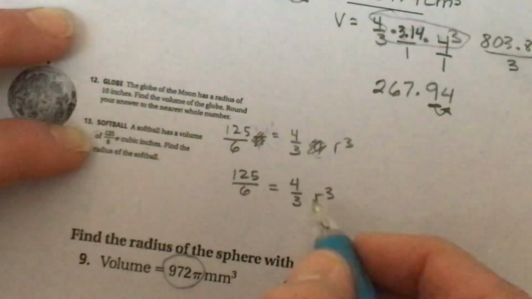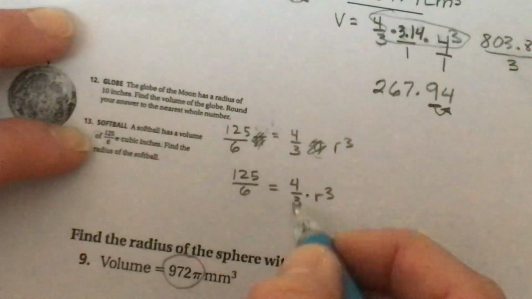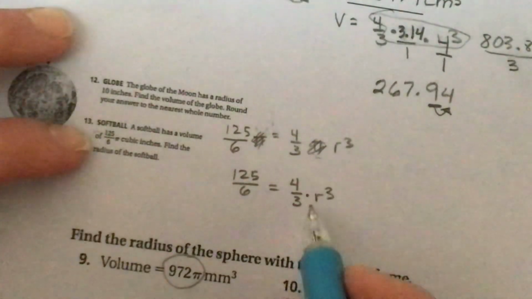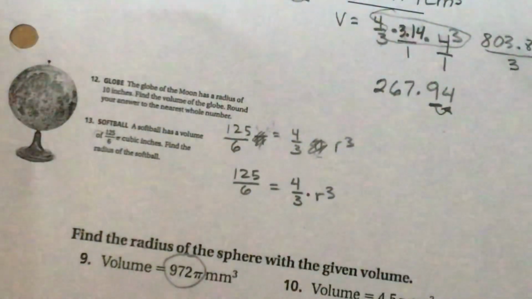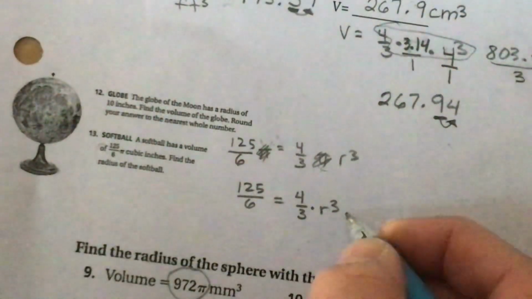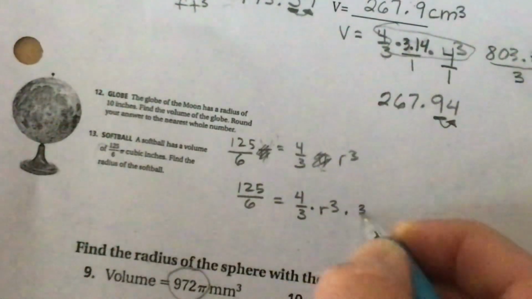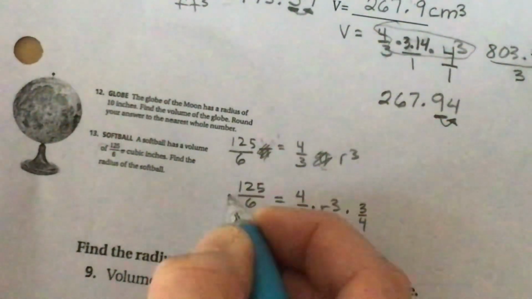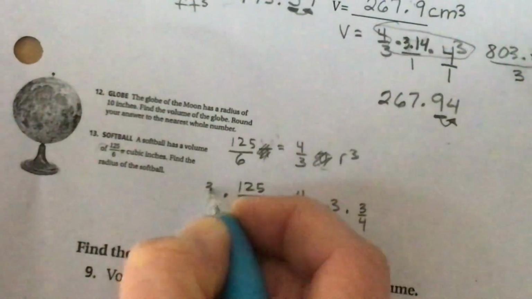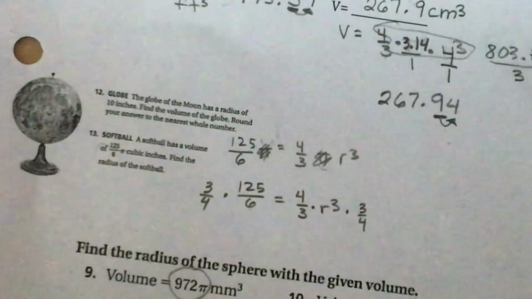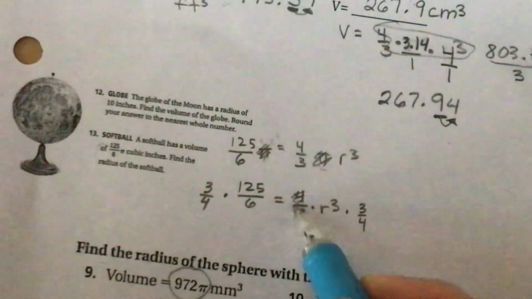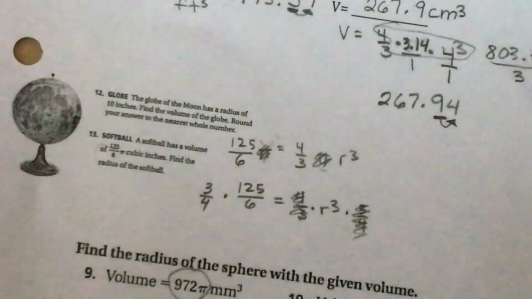All right. So the first thing that we're going to move away from this is 4/3. Since that's multiplying, the opposite is division. But we don't divide fractions. We multiply by the reciprocal. Right? And what I do to one side, I do to the other. So those cancel. They get rid of each other.